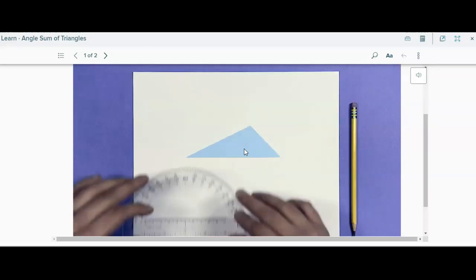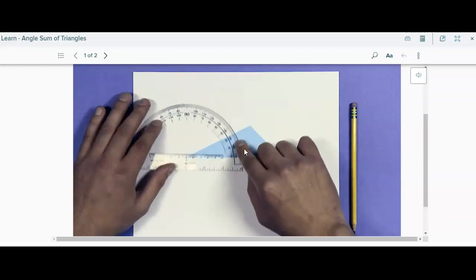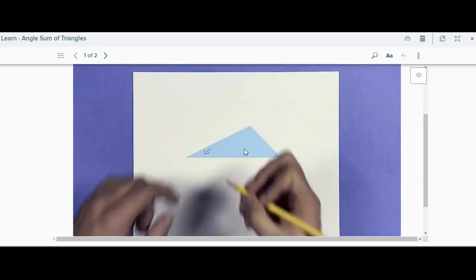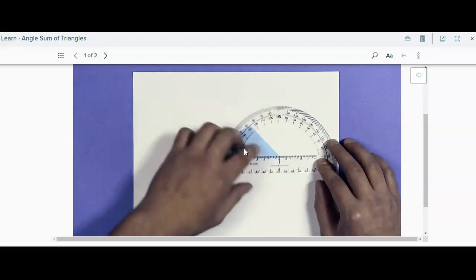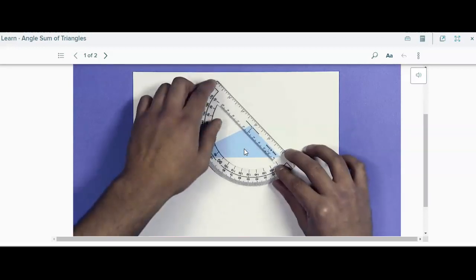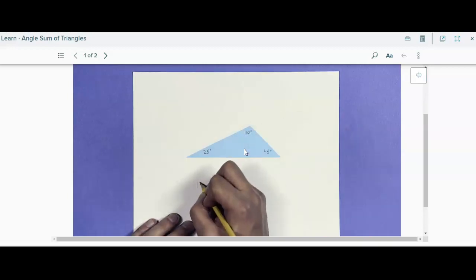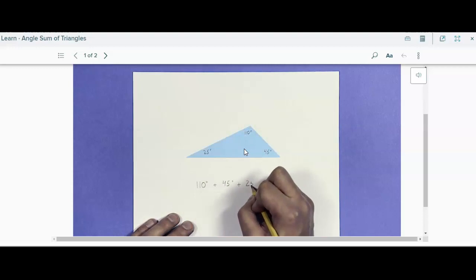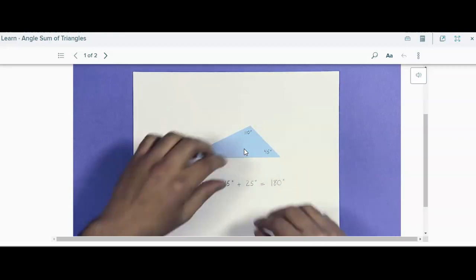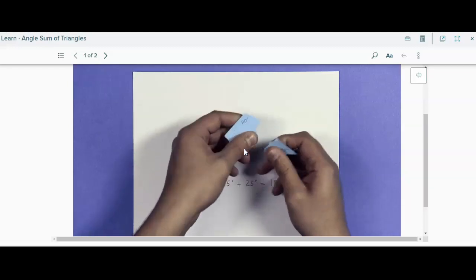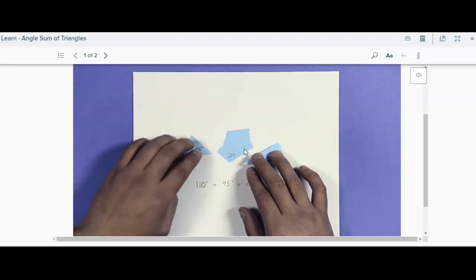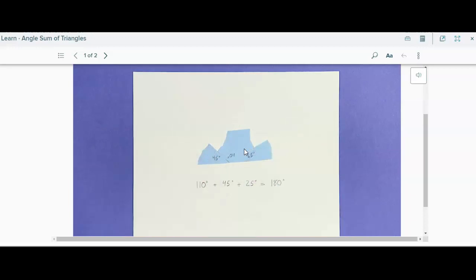Let's examine another triangle. Use a protractor to measure and label the interior angles. The sum of the measures of the angles is 180 degrees. Tear off the corners and fit them together to confirm they create a straight line. This demonstration shows that the sum of the measures of the interior angles of a triangle is 180 degrees.